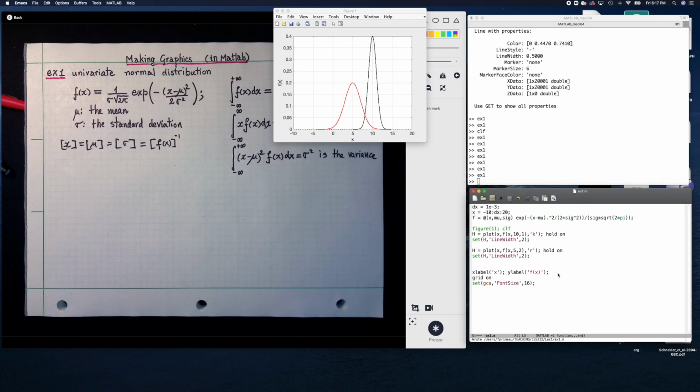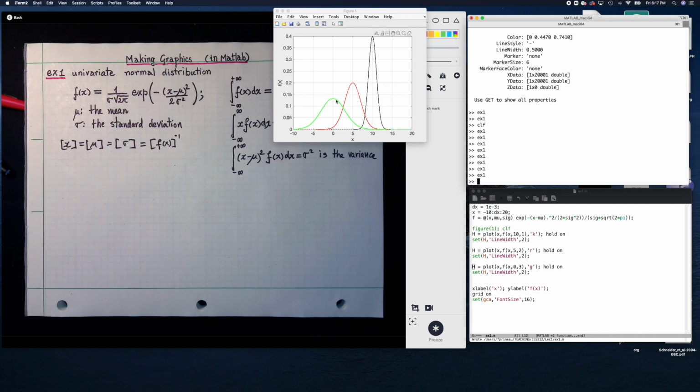Let's add a third plot. So we have 1, 2, and a third one. And we'll make the next one a mean of 0 and a width of 3, let's say. And I'll make the color green. Let's try it again. So now I have 3 Gaussians.